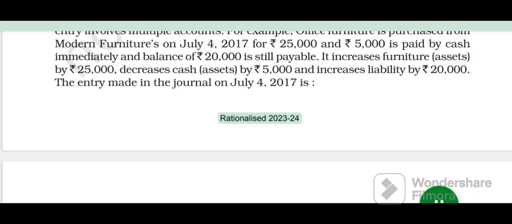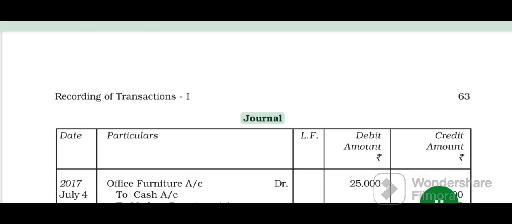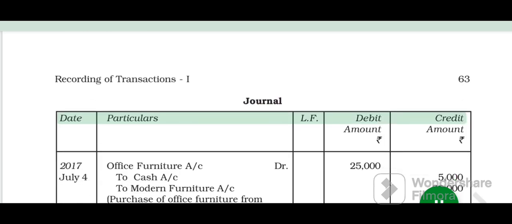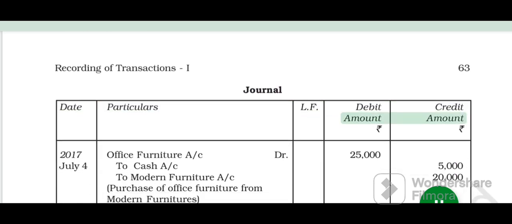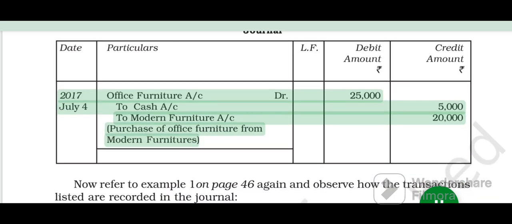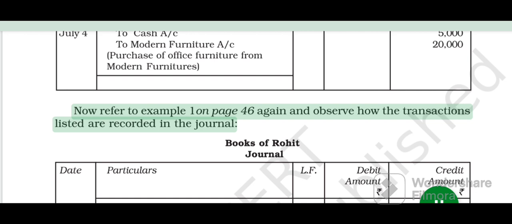Rationalized 2023-24 Recording of Transactions. Journal. Date, particulars, LF, debit, credit, amount. 2017, July 4, Office Furniture A/c Dr. 25,000 to Cash A/c 5,000 to Modern Furniture A/c 20,000. Purchase of office furniture from Modern Furnitures. Now refer to example 1 on page 46 again and observe how the transactions listed are recorded in the journal.